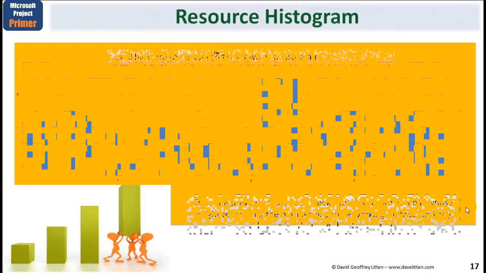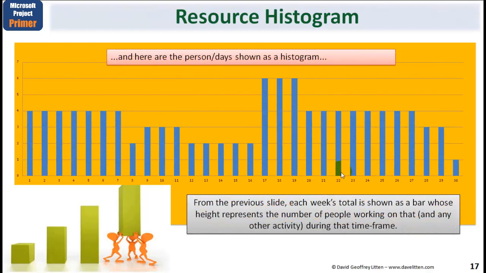So what we could do is represent that instead of a set of numbers, but as a histogram. Here again, showing in week 1 you need 4 individuals, and so on and so forth. In week 8 you need 2 individuals, and so on and so forth. Here I'm merely showing the height of each bar to represent the number of people working on that or combination of activities within that time period.